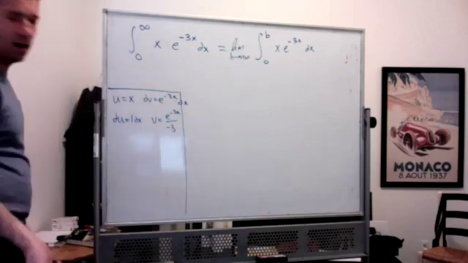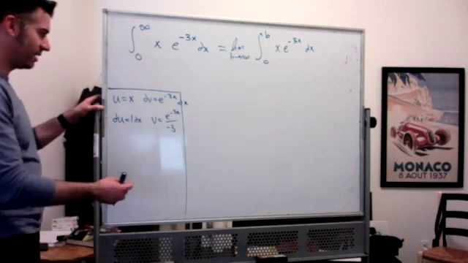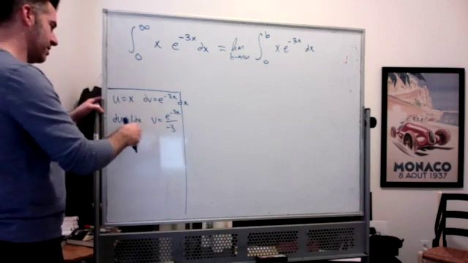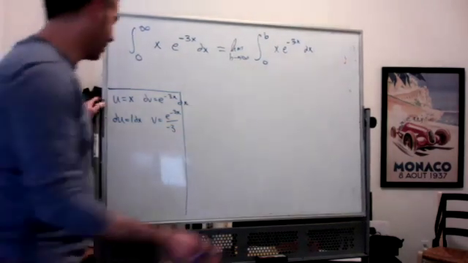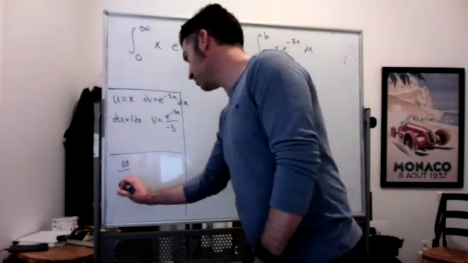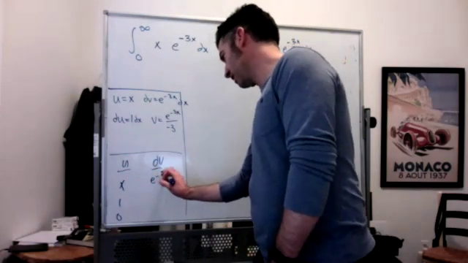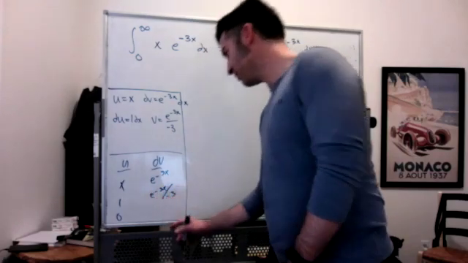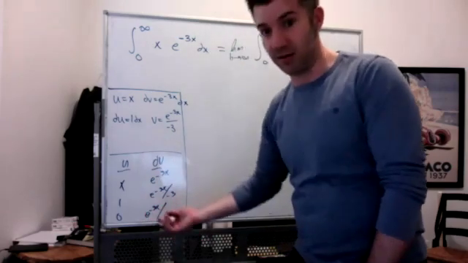Actually, if you notice, this really is just tabular. It's just a one-step tabular, because you're going to get this times this minus this times the antiderivative of that. It's kind of cool. If I was making my tabular list, u would be x, 1, 0, and my dv would be e to the negative 3x. The antiderivative of that is e to the negative 3x divided by negative 3. And the antiderivative of that is e to the negative 3x divided by negative 3 times another negative 3, which is 9.